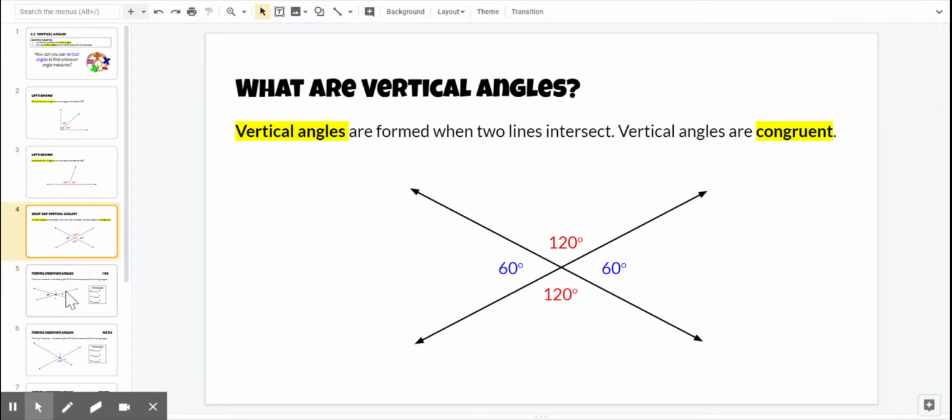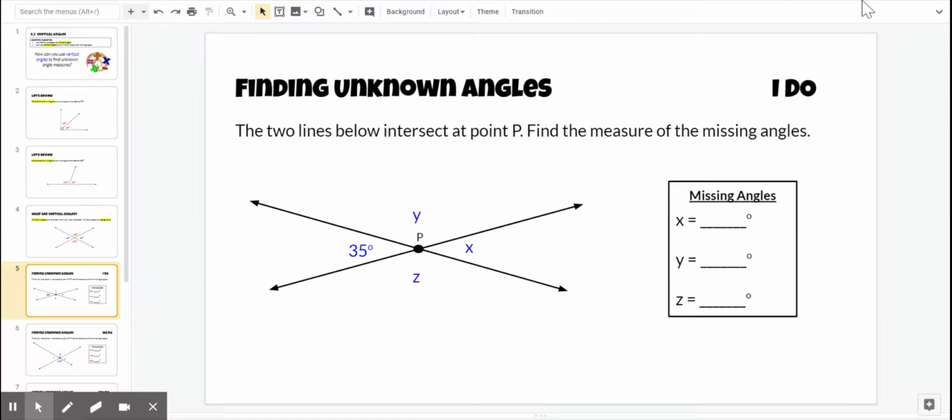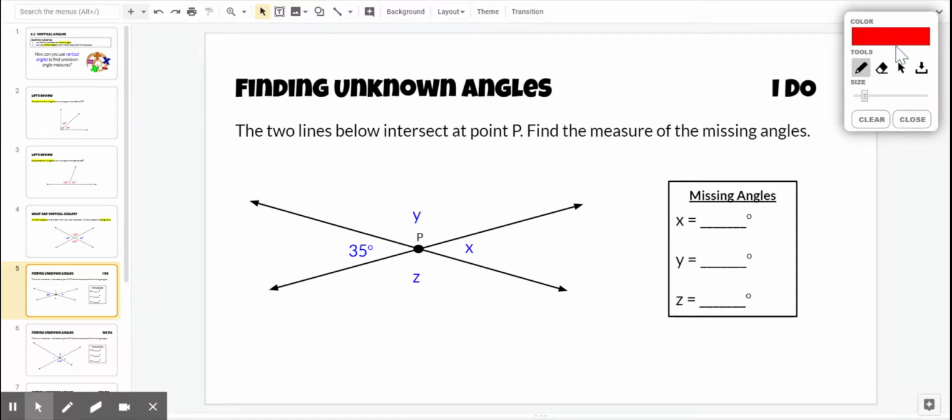Okay, so let's take a look at an example. Here we go. Two lines below intersect at point P. Find the measure of the missing angles. Because we have our two intersecting lines here, we have two pairs of vertical angles. In this picture, they've given us the measure of one angle, 35 degrees, and it wants us to find angles X, Y, and Z. I'm going to start with the easiest one first, because if this angle is 35 degrees, then the angle that is vertical, which is directly across, is also going to be the same measure. So angle X is going to be 35 degrees.